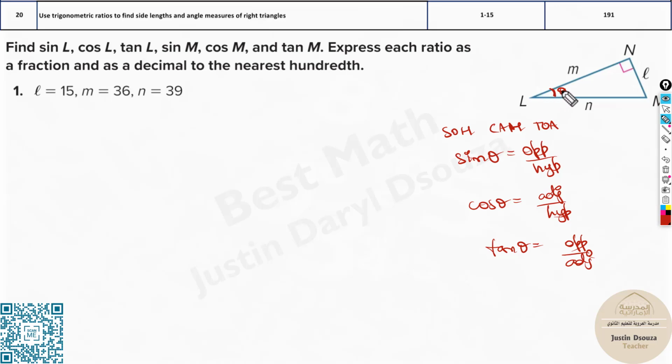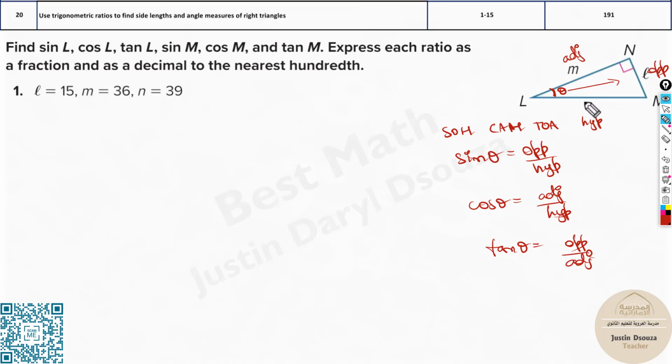Here, instead of writing theta, you can write angle L as well. It's up to you. The opposite side over here is this one, L, and the hypotenuse doesn't change, it's always opposite to 90 degrees, and the other remaining side is adjacent. So these are the three sides. Do we know the lengths of all? Look over here, all the dimensions are given.